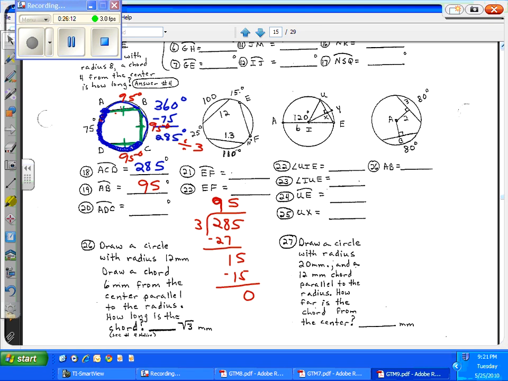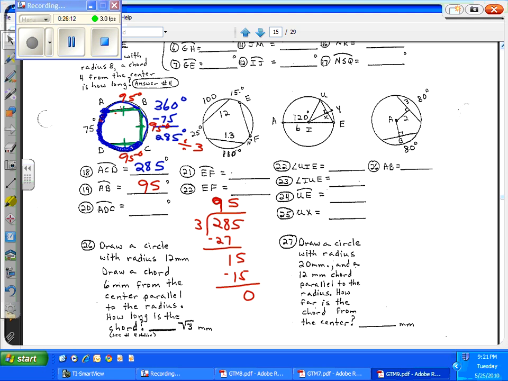With 1 left over, bring down a 5. 3 goes into 15 5 times. You get 15 with 0 left over. And so we get 95 degrees for arc AB, arc BC, and arc DC.